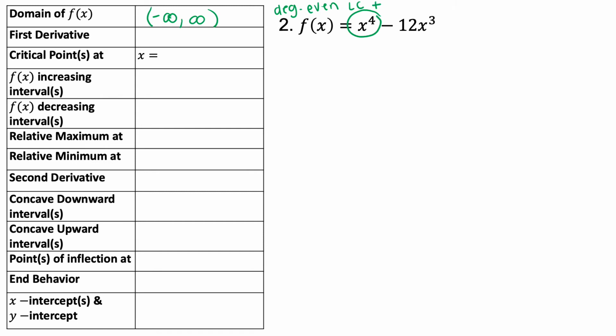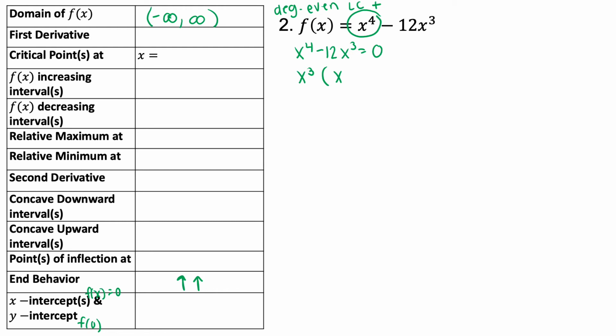Even means our arrows are going to go in the same direction. Positive means ending up. So our arrows should be up, up. Again, remember to find our x-intercepts, we set our original function f of x equal to 0, and to find our y-intercept, we plug in 0. So let's start by setting this x to the 4th minus 12x cubed equal to 0.